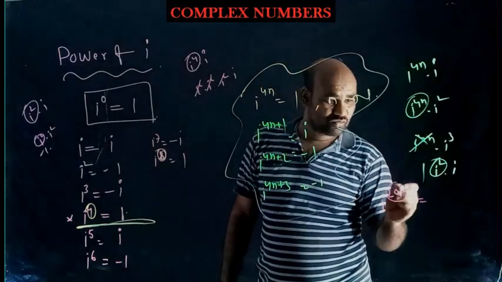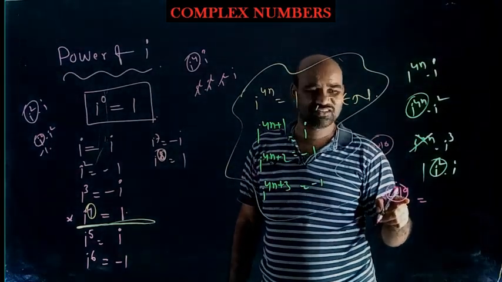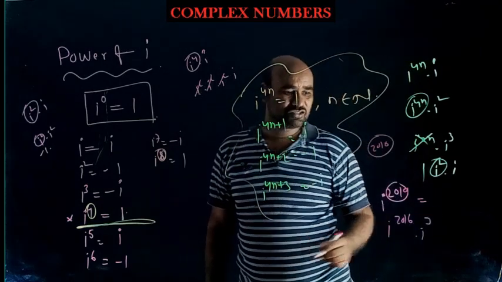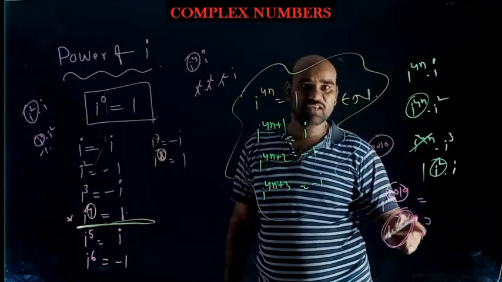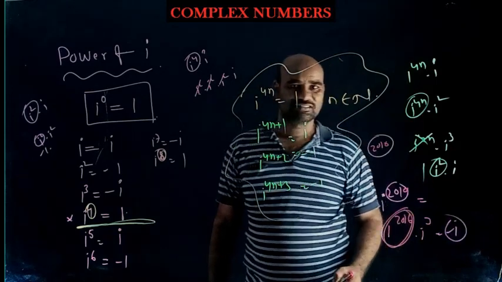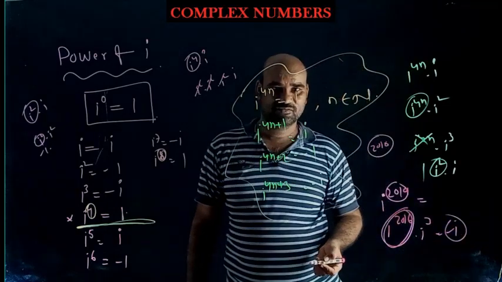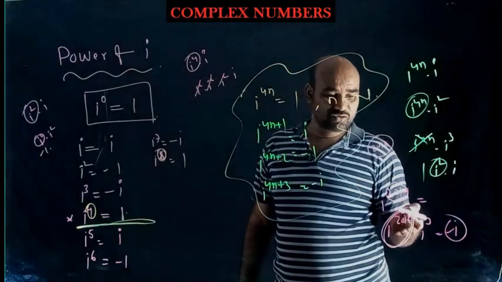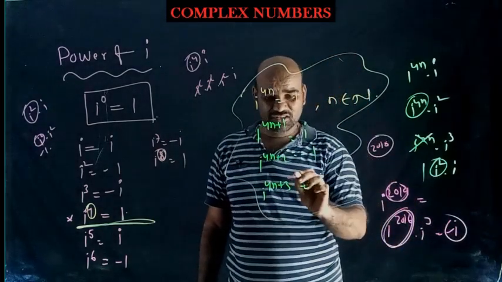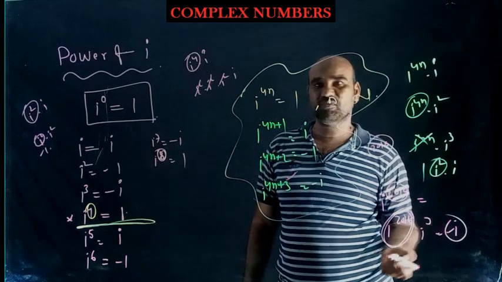Okay. So 2016 is a multiple of 4, plus 3, remainder 3. Means I can write i power 2016 into i power 3. I power 2016 is a multiple of 4, means 1. 1 into i cube. I cube means what? Here i cube means minus i. So this is equal to minus i. So iota power 2019 means minus iota. Directly, 2019 divided by 4 leaves remainder 3, so it should be equal to minus iota. That's why i power 2019 is equal to minus iota.